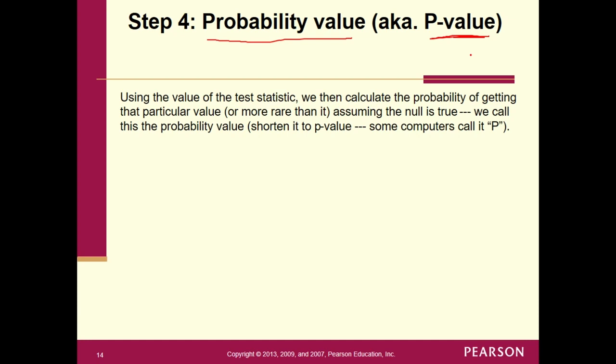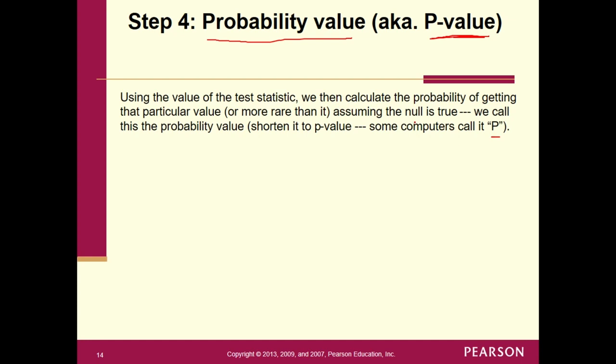Using the value of the test statistic, we calculate the probability of getting that particular value, or more rare than that, assuming the null is true. We call this the probability value, and we shorten it to p-value. Even some computers will just put capital P, knowing that you ran a hypothesis test, so you should know that the capital P stands for the p-value because you're looking for it.